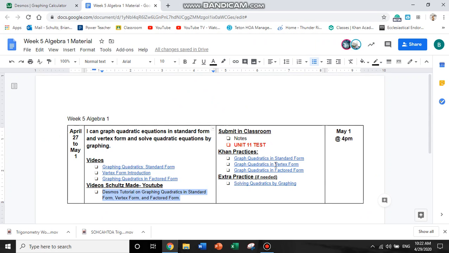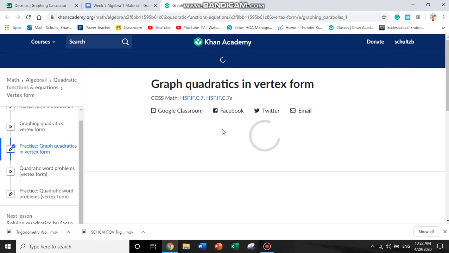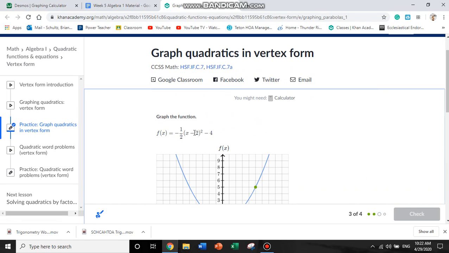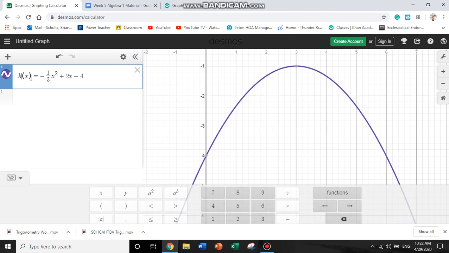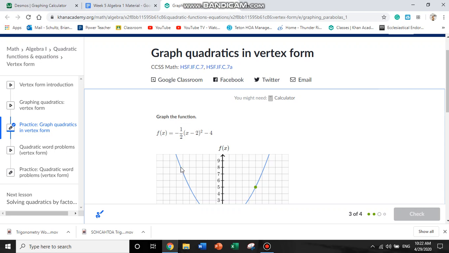Let's go back to vertex form and graph a couple in that format. It's going to be the same process. The only difference is you're going to have different looking functions. And so this one says f of x. We're going to change this to f, and just go back and forth to make sure you have everything right.